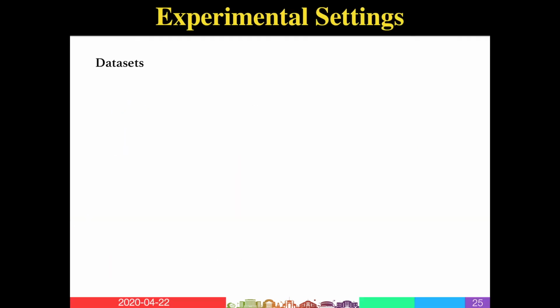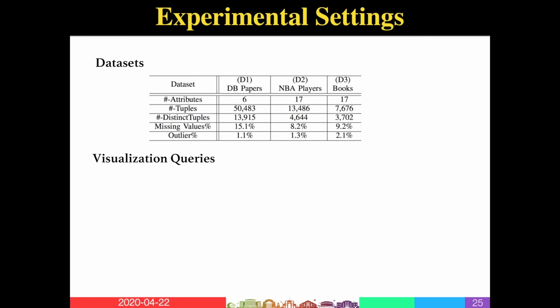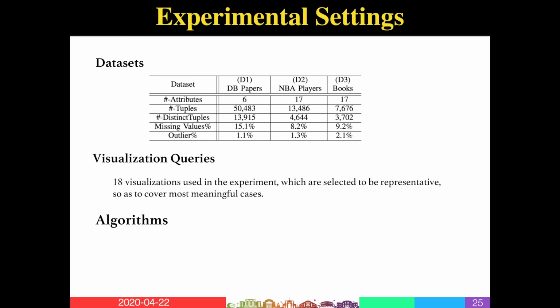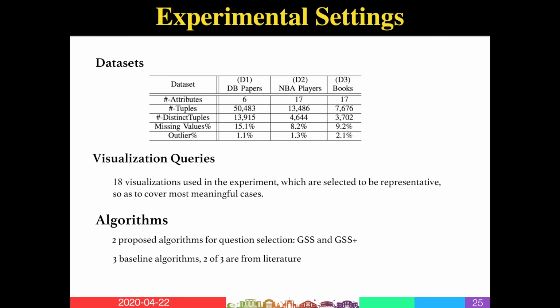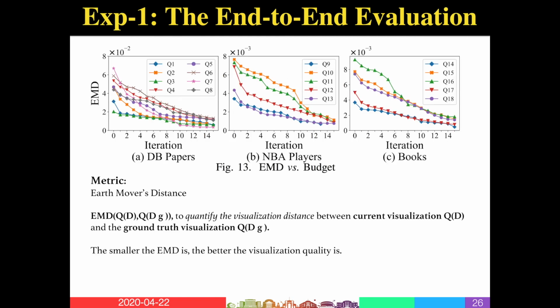We used 3 datasets for the experiment and conducted 18 visualization tasks on those datasets. We tested 5 algorithms for the question selection problem, 2 of them are our proposed algorithms. We concisely show an end-to-end evaluation of our system in this presentation. We used the Earth mover's distance as a metric for evaluation. The EMD can quantify the visualization distance between the current visualization and the ground truth visualization. The smaller the EMD is, the better the visualization quality is.